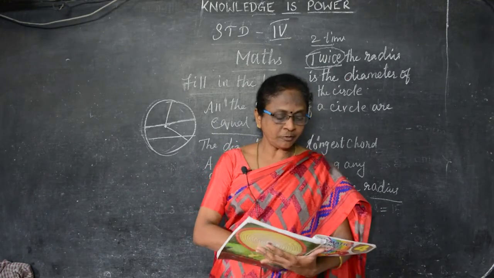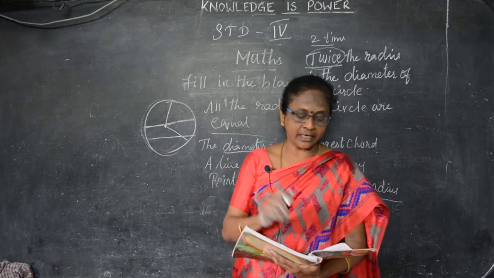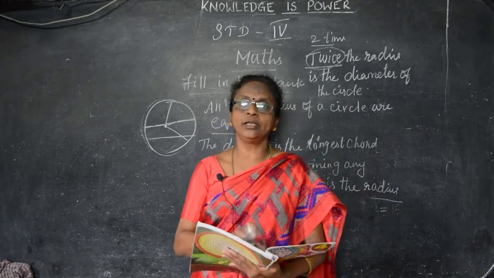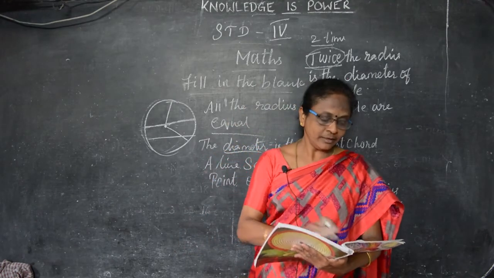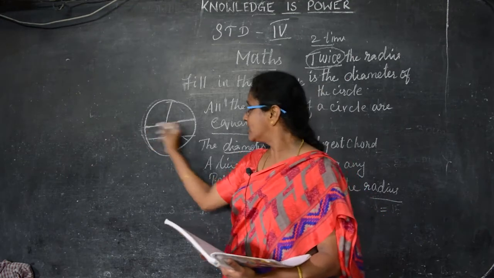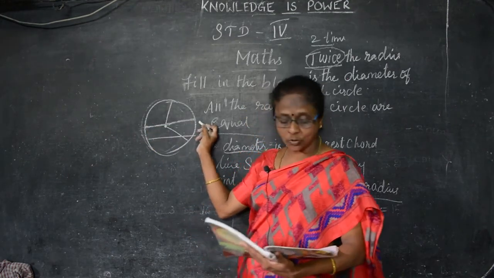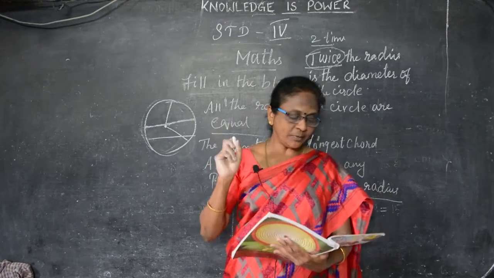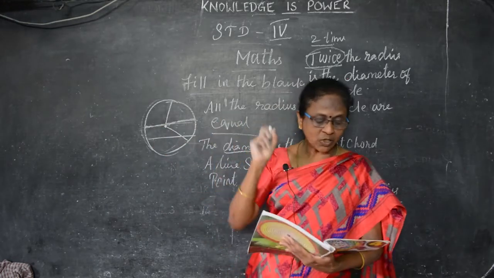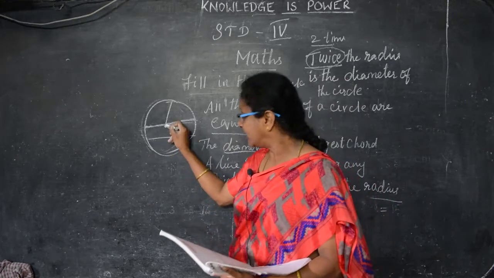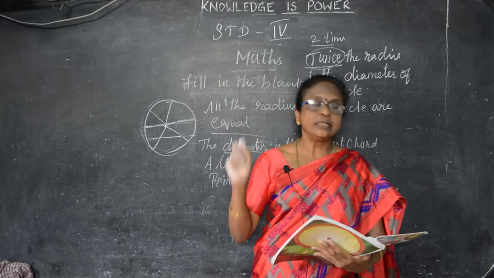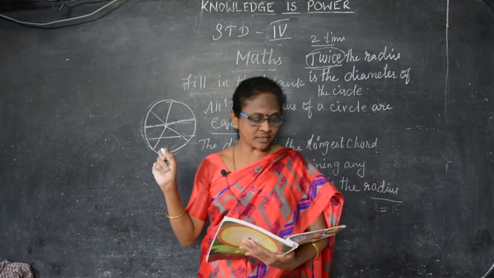So now what we have understood from the circle is a line segment joining any point on the circle to its center is called the radius of the circle. Next is a line segment with its end points on the circle. This is called the chord. A chord passing through the center of the circle is the diameter. The diameter is the longest chord.